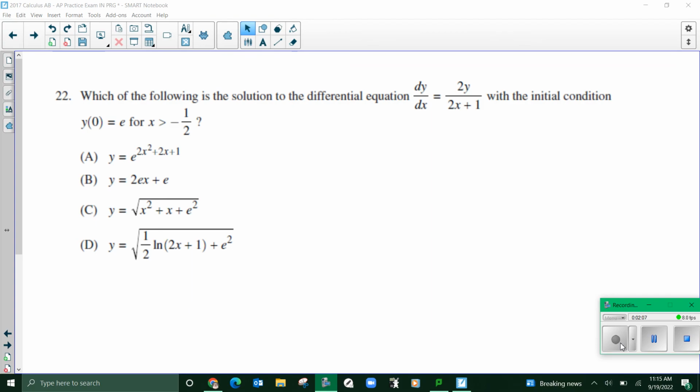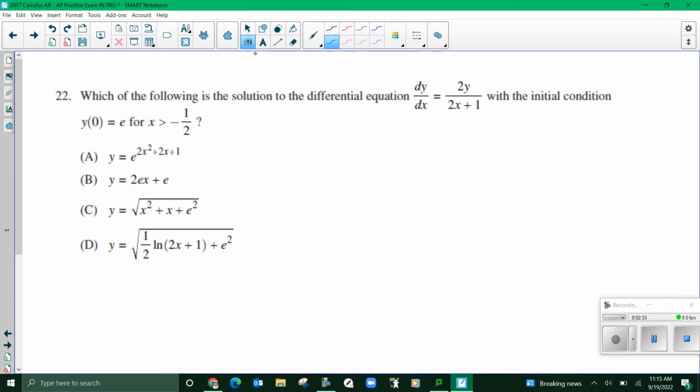Well, I hope you enjoyed 21 because 22 is going to be a little bit of work. Which of the following is a solution to the differential equation dy dx equals 2y over 2x plus 1 with the initial conditions y of 0 equals e? All right, for any x value greater than -1/2. All right, here we go. This is going to be some work, so let's just get right into it.